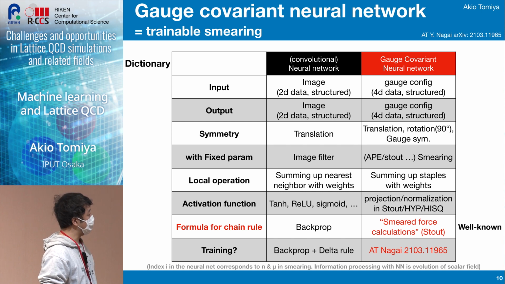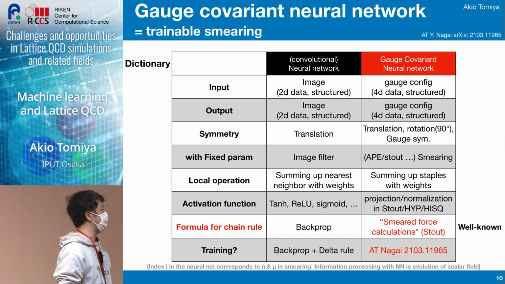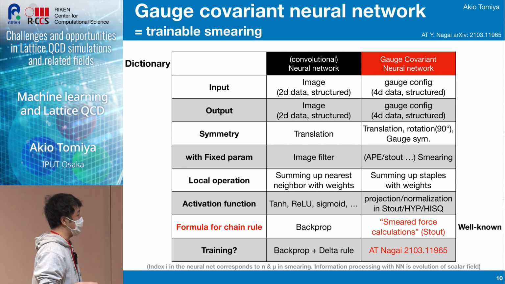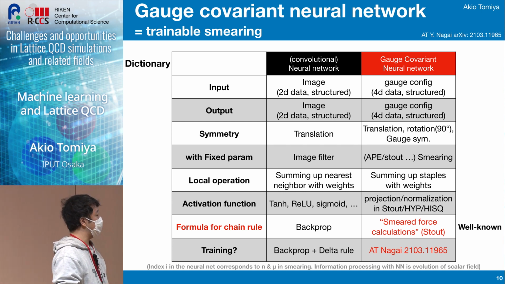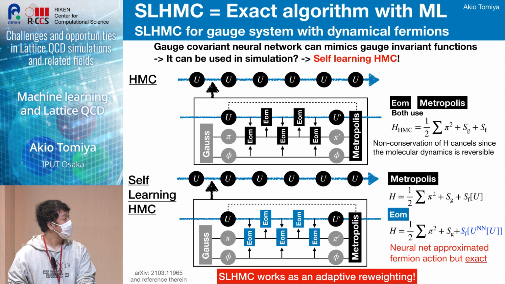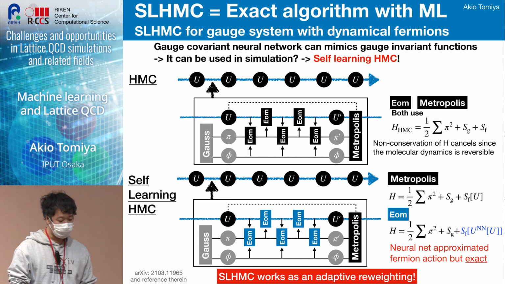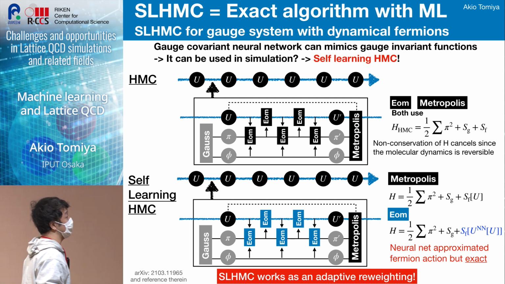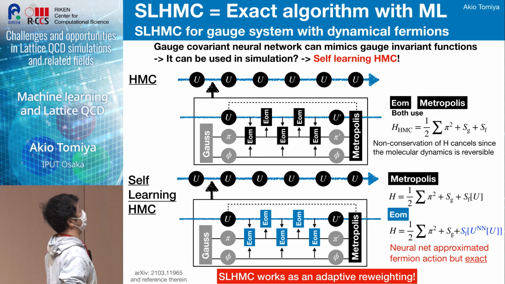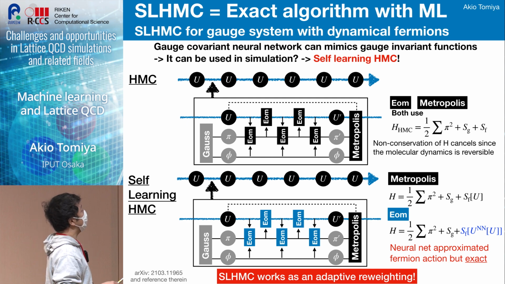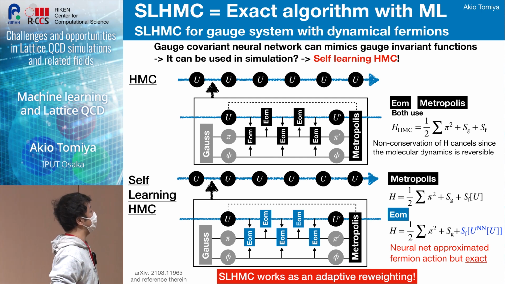And the most important point is that we can do training. In the conventional case, that is done by backpropagation and the delta rule. This is basically the chain rule in calculus. In our case, we extend this kind of rule to gauge symmetric data, namely gauge configurations. And we want to examine whether our idea works or not. So we invented a new algorithm for lattice gauge theory. The gauge covariant neural network can mimic a gauge invariant function, and it can actually be used in simulation.